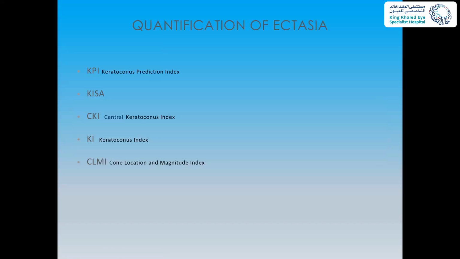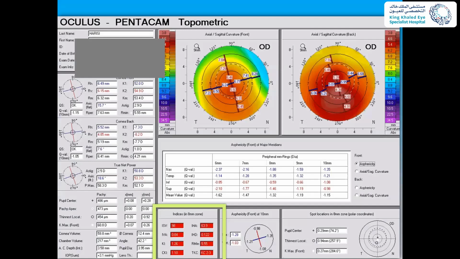In topometric data, there are different equations and formulas just to quantify. Topometric data is quantification of keratoconus or ectasia. There is a KPI, not our hospital KPIs, but the keratoconus prediction index. Then there is KISS, which I will talk about. Then there is the central keratoconus index. Then there is CLMI, which is slightly more advanced, probably not for the residents and not even for the fellows, but just in case you want to know. You go to the tab of topometric analysis, and it comes up with this sort of a picture.